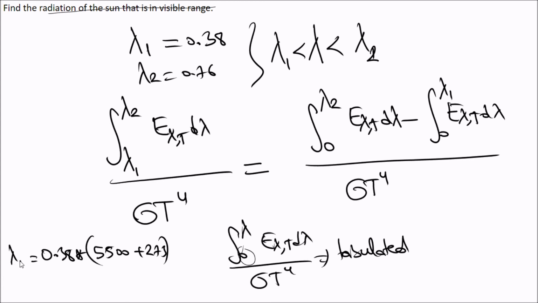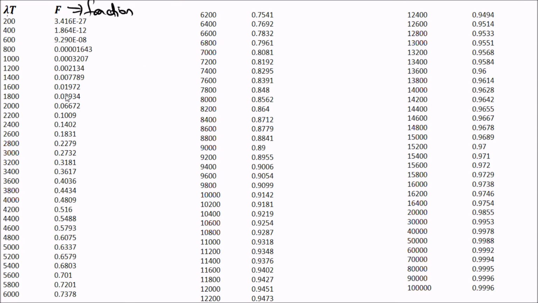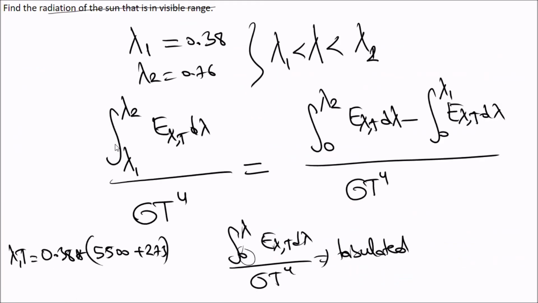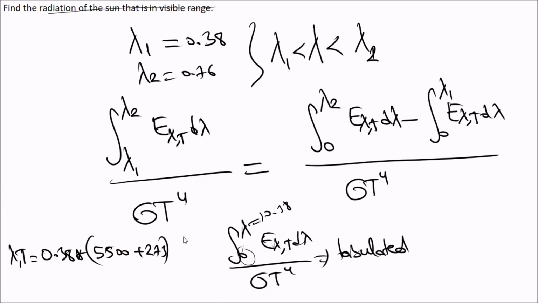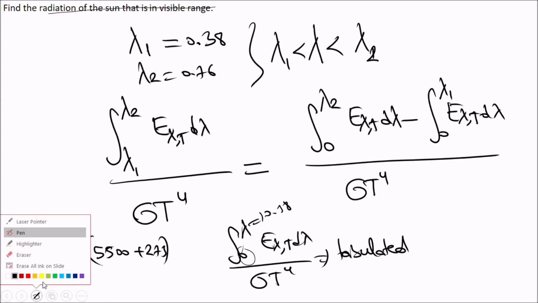This one will be lambda 1 T, and if I find this quantity and see the fraction here, so if it is 0.1, it means that 10% of the black body emissive power is in this range, from 0 to 0.38. And if I find, for example, 40, it means that 40% of the black body emissive power is in this range from 0 to lambda 1. Okay. And now let's find it.